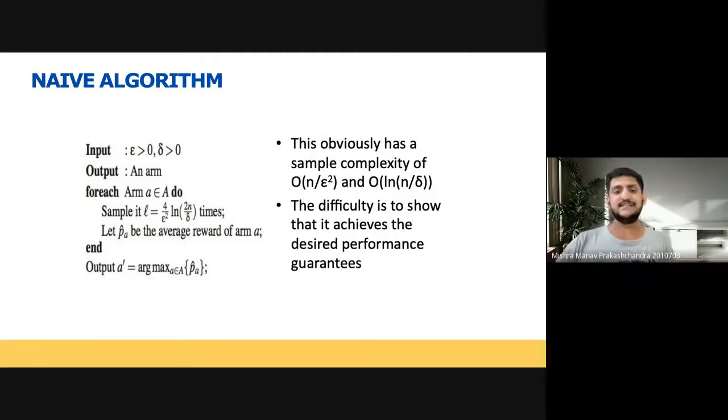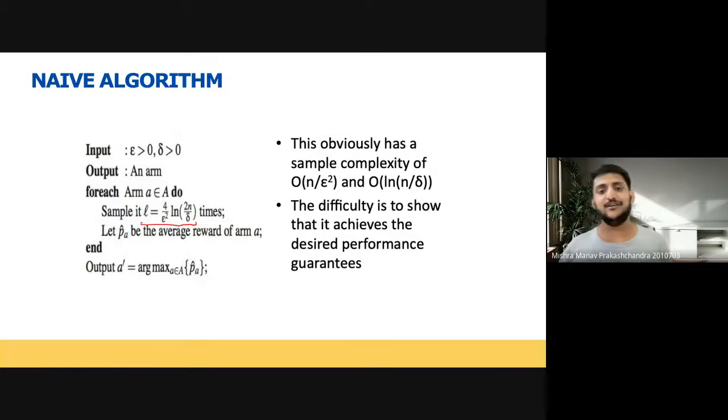So here the input is some epsilon, some delta, which are positive numbers. The output is the arm that I should pull. So the algorithm goes like this: for arm A belonging to the action space, I should sample each arm at least L times, where L is this quantity here. Okay, so L is this number. So I should sample each arm at least L times. After I've done that, let P of A be the average reward of arm A. So after I've sampled L many times, I have some average reward, which I'll denote by P of A for arm A. And once I've done everything, the output arm that I get is nothing but the arm with max of P of A.